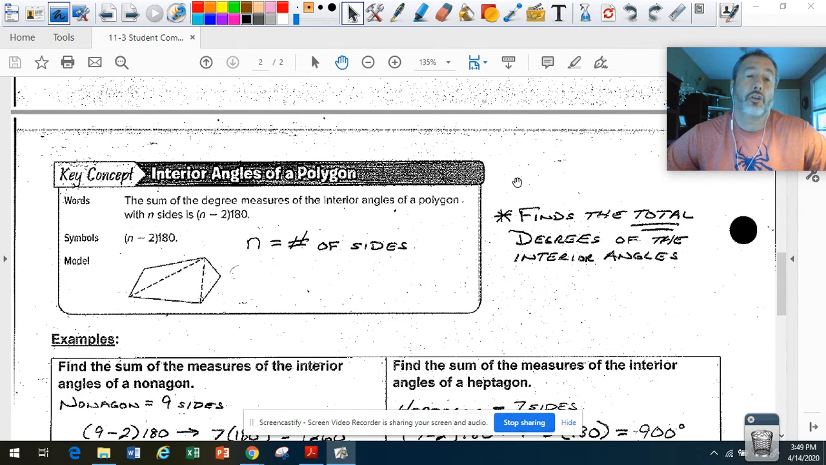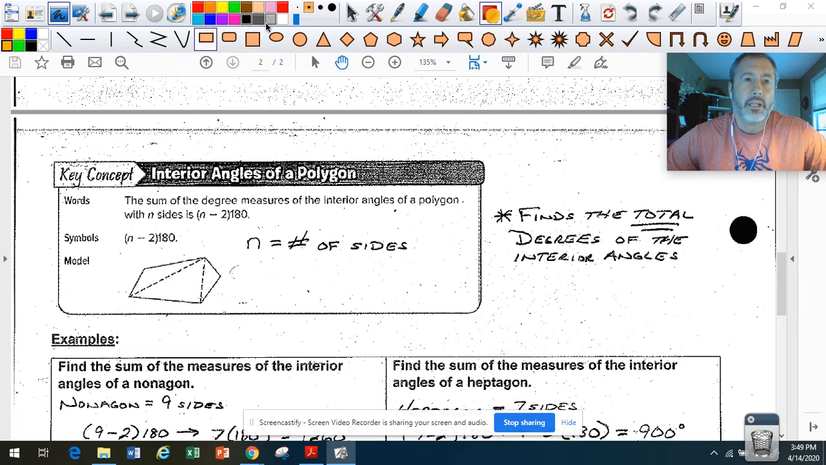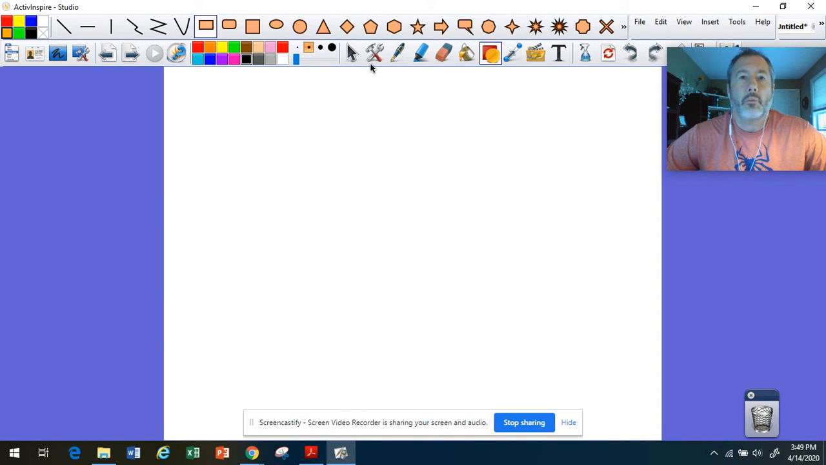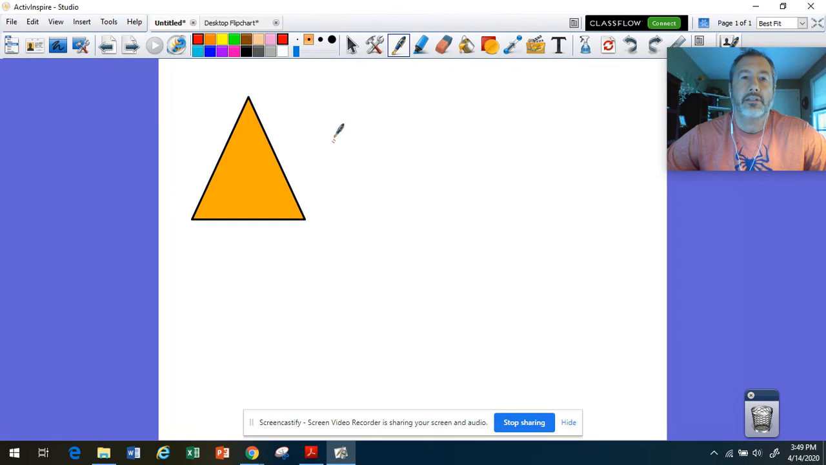Now what we're going to look at is how we determine how many total degrees are inside, the interior angles of a polygon. If you remember, we talked about this before. When we're dealing with a triangle, we know that there are a total of 180 degrees in a triangle. If I take this angle plus this angle plus this angle, it will total 180 degrees.